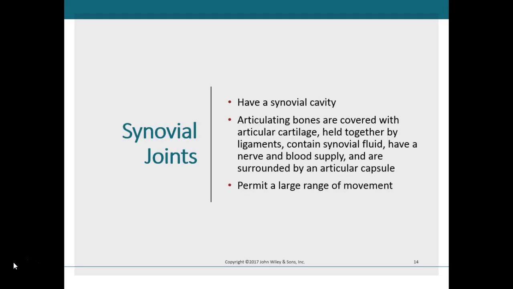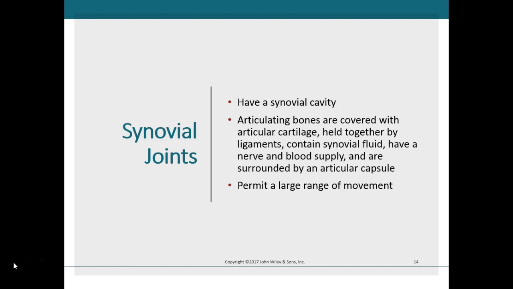Synovial joints have a cavity, a synovial or joint cavity between the articulating bones, and they're freely movable. Remember, we described that a while ago as being diarthrotic. So we've got this cavity surrounding the joint. It's going to be filled with synovial fluid, so the articulating bones are held together with articular cartilage. We've got lots of ligaments and the synovial fluid, or the liquidy stuff that's in the joint, very rich nerve and blood supply, and all of this is surrounded by something called the articular capsule.